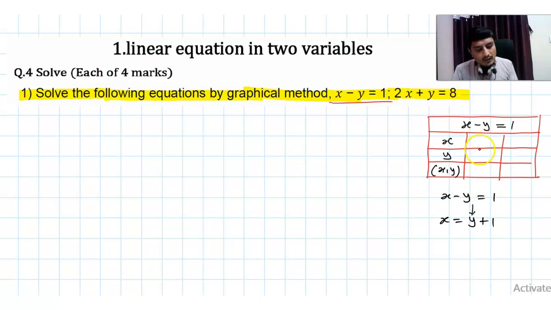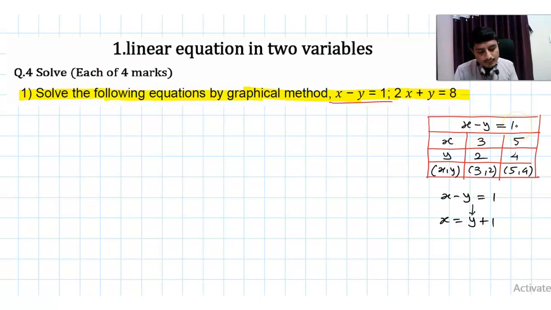So let us assume a few values of y here. Suppose I assume the y value is 2. So 2 plus 1 is 3. So the respective value of x is 3. So the coordinate is 3 comma 2. That is a point that lies on the line x minus y equals 1. Now once we assume the value of y is 4, then the respective value of x becomes 4 plus 1, which is 5. So the value of x is 5, and we have 5 comma 4 as the other point on the line x minus y equals 1.